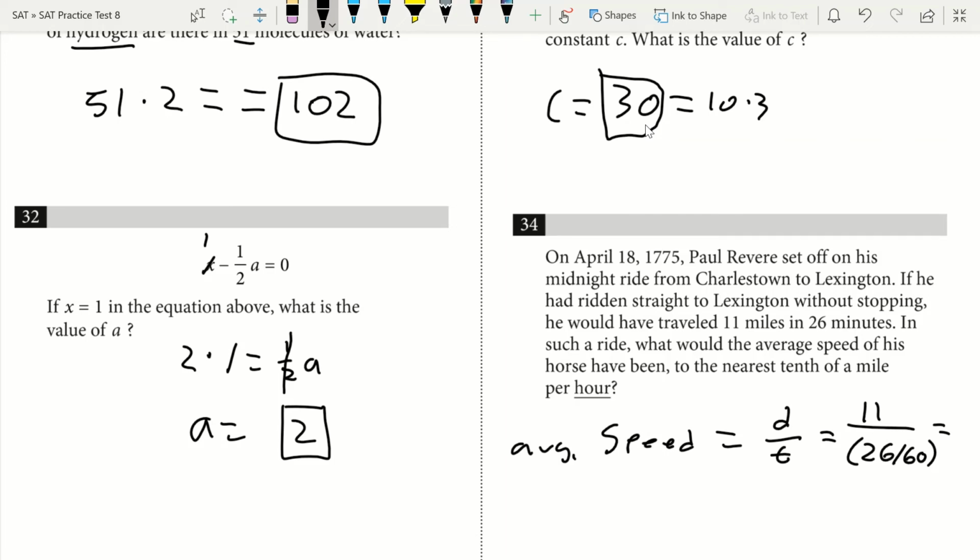I do 11 divided by, and then parentheses, 26 over 60, end parentheses, and that is going to give me 25 point... I'm told to round to the nearest tenth. Nearest tenth will be 4 because it's 25.38. Rounding to the nearest tenth, that is 25.4 as my answer for 34.